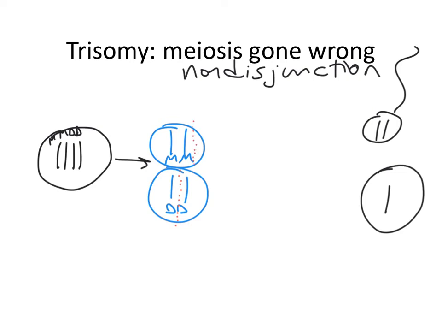Kind of like that. The 2 chromosomes don't disjoin. They're supposed to separate and go to opposite poles, but what happens if they don't separate and they both get put into one of the 2 daughter cells? What goes into the other daughter cell? What's its genotype when nondisjunction occurs?